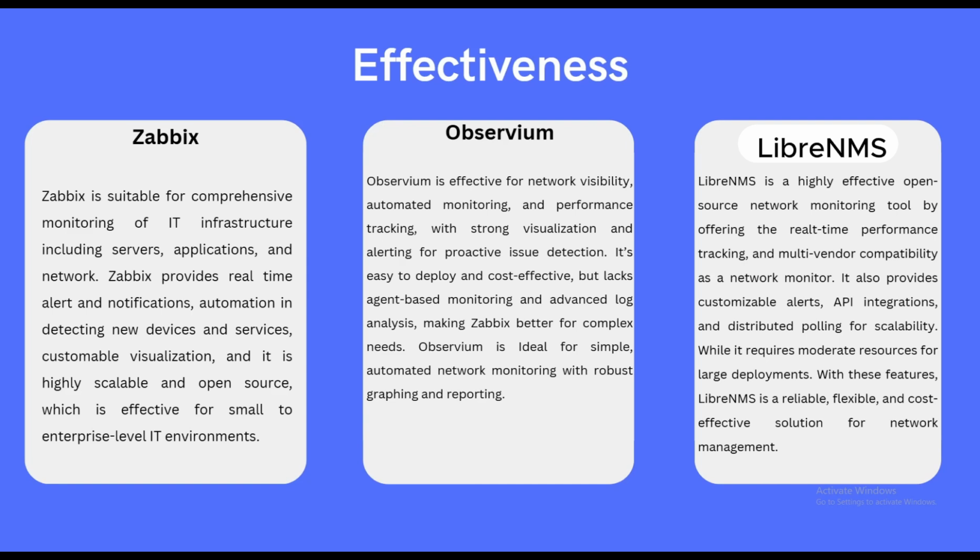LibreNMS is a highly effective open source network monitoring tool, offering real-time performance tracking and multi-vendor compatibility. As a network monitor, it also provides customizable alerts, API integration, and distributed polling for scalability. While it requires moderate resources for large deployments, with these features, LibreNMS is a reliable, flexible, and cost-effective solution for network management.